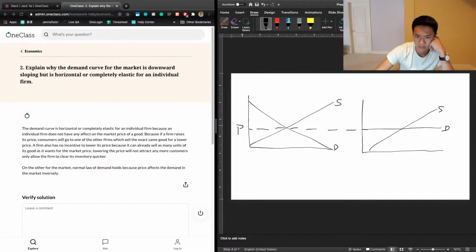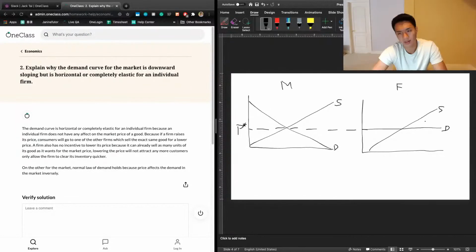So the question is, why is it that the market has a downward sloping demand curve, called the market graph, and why is it that the firm graph has a horizontal demand curve? And the answer is basically the scale, right? The market demand curve is made up of the aggregate total of all firms in this market, right? At every price level, how much would each firm produce, right? And it's downward sloping because the law of demand tells us that as price goes up, quantity demanded is going to go down.